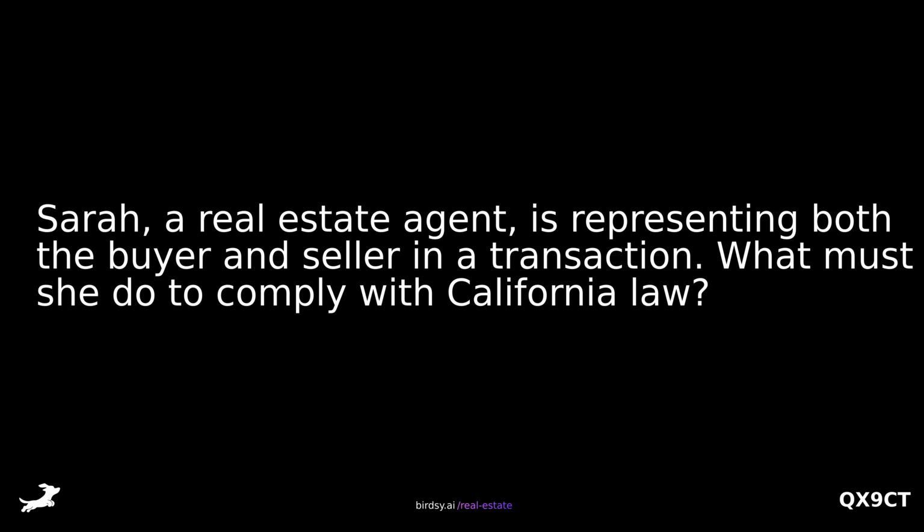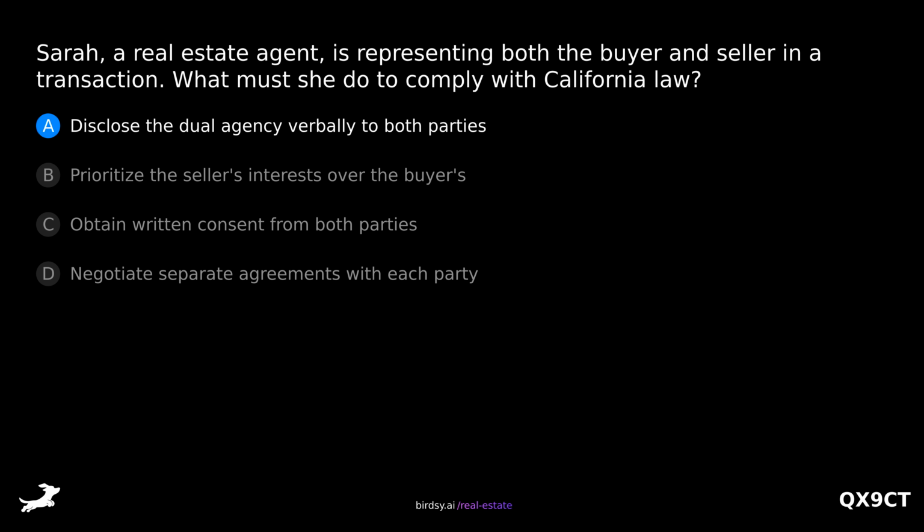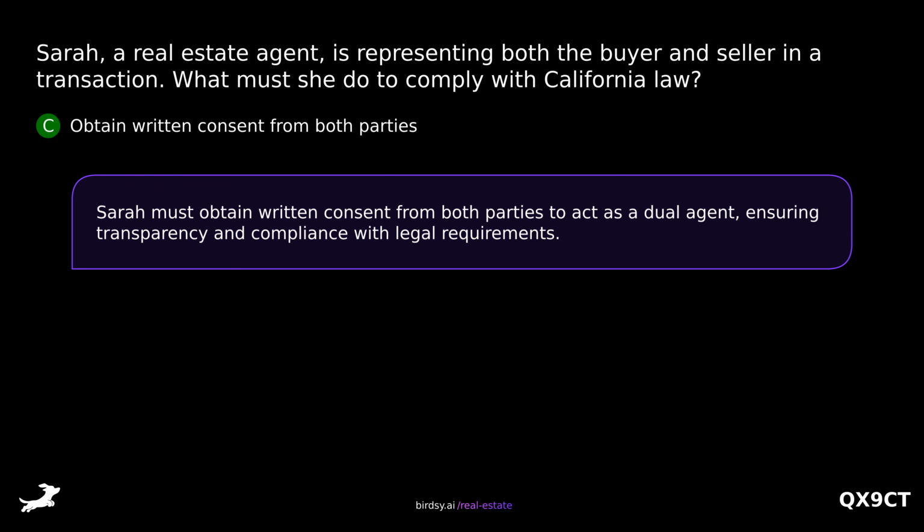Sarah, a real estate agent, is representing both the buyer and seller in a transaction. What must she do to comply with California law? Is it A, disclose the dual agency verbally to both parties? B, prioritize the seller's interests over the buyer's? C, obtain written consent from both parties? Or D, negotiate separate agreements with each party? The answer is C, obtain written consent from both parties. Sarah must obtain written consent from both parties to act as a dual agent, ensuring transparency and compliance with legal requirements.